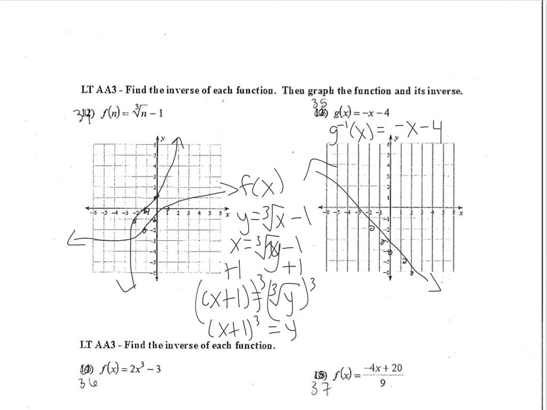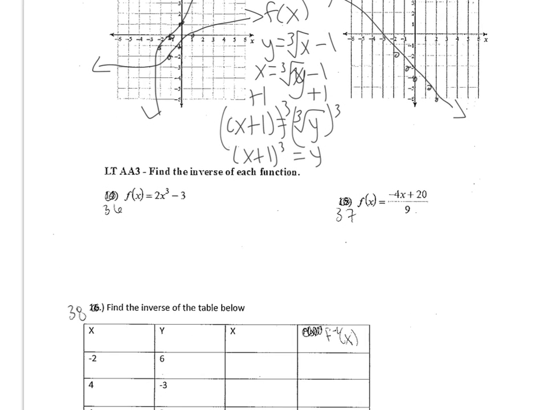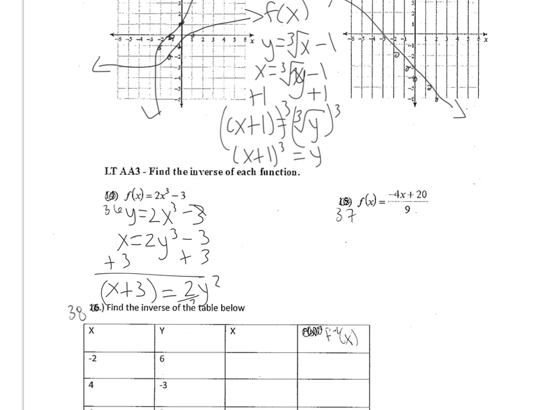As you go down further, it asks you to solve and find the inverse of each of these. Remember that literally is just changing it to y equals. Switching your x and your y. And then solving for y. So I'm going to add 3. X plus 3 equals 2y squared. I'm going to divide by 2. And I have x plus 3 divided by 2 equals y squared, and I'm going to take the square root of it, and it's plus or minus of that.